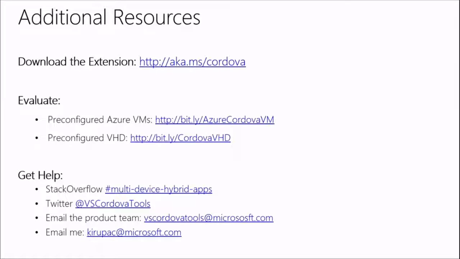So to help you evaluate, we created Azure VMs that you can connect to and run directly without having to have anything configured on your machine. We also have a massive VHD you can download from the Microsoft Download Center that gives you everything you need, both Windows and Visual Studio evaluation versions, out of the box to build a Cordova app.